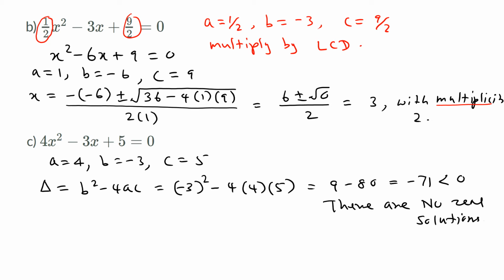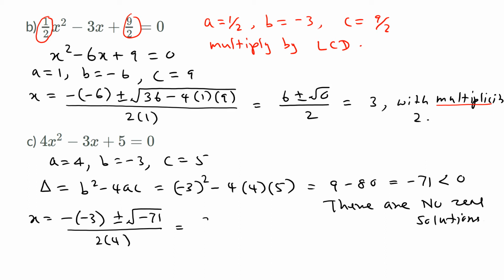Okay? There are no real solutions. So what we can do is we can still use the formula. So that's the benefit. So it is negative b, so -3 plus or minus, and then since we calculate the b squared minus 4ac here, which is -71, square root over 2a, which is 2 times 4.